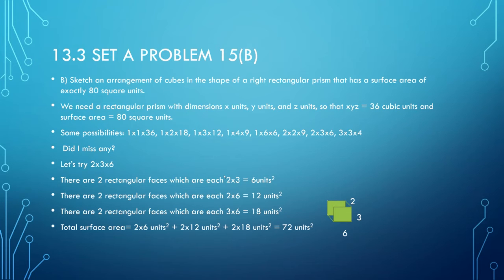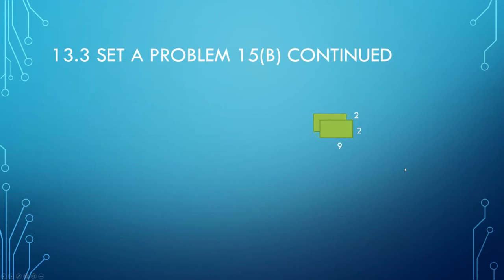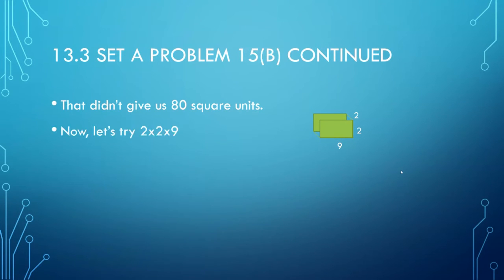So to get the total surface area, remember there's the left and the right, so that's 2 times 6 square units, and the top and the bottom, so that's 2 times 12 square units, and the front and the back, so that's 2 times 18 square units. That gives us 72 square units. Well, remember we wanted 80, so that didn't quite work. Okay, so we're going to try a different one.